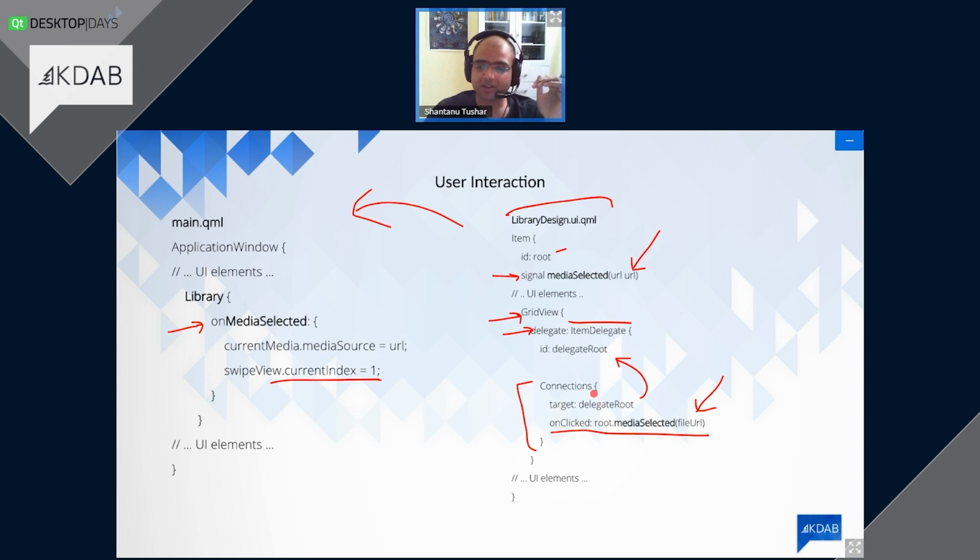So this is how you handle user interaction. Notice that I could have directly said onClicked. This line could have been here. But that is something that the designer doesn't support. You need to use the Connections element and then emit signals from there. I'll have a slide about what all you cannot do in the designer, but this is something you can do. So two patterns that you need to remember when you're working with the designer are how you expose properties so that they can be set from outside, and how you emit signals and generally handle user interaction.